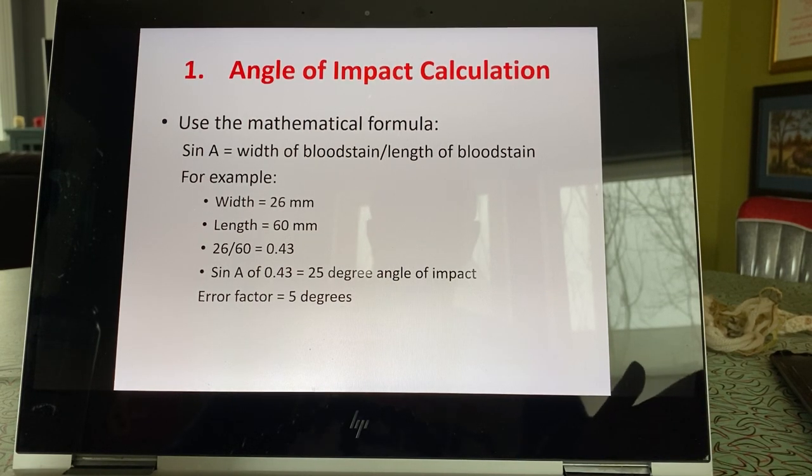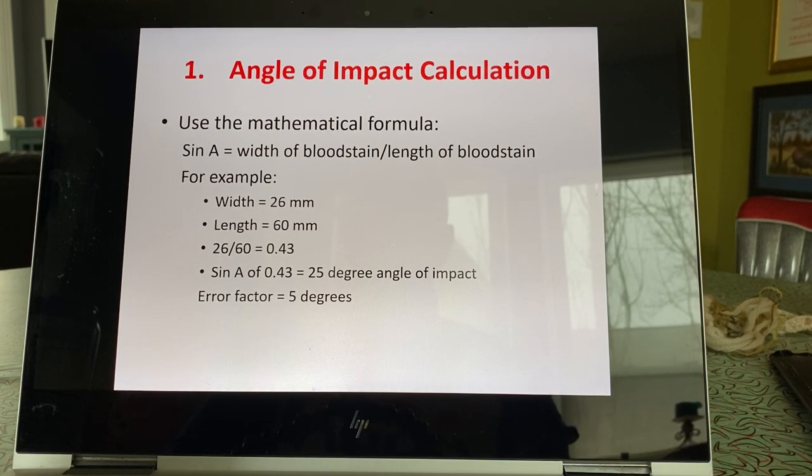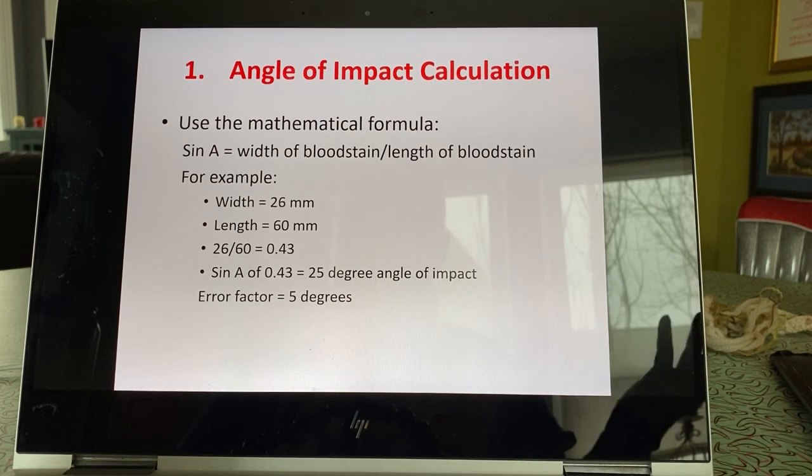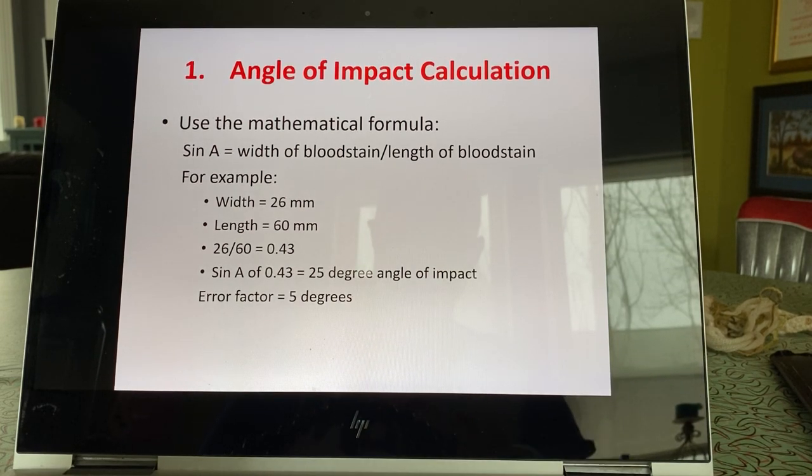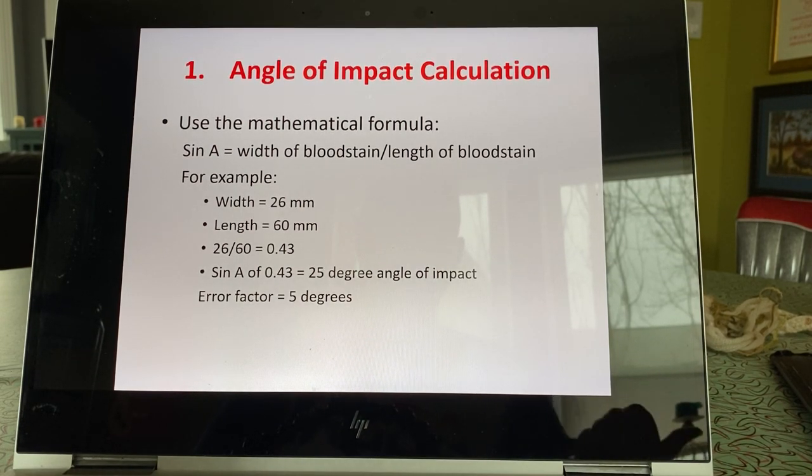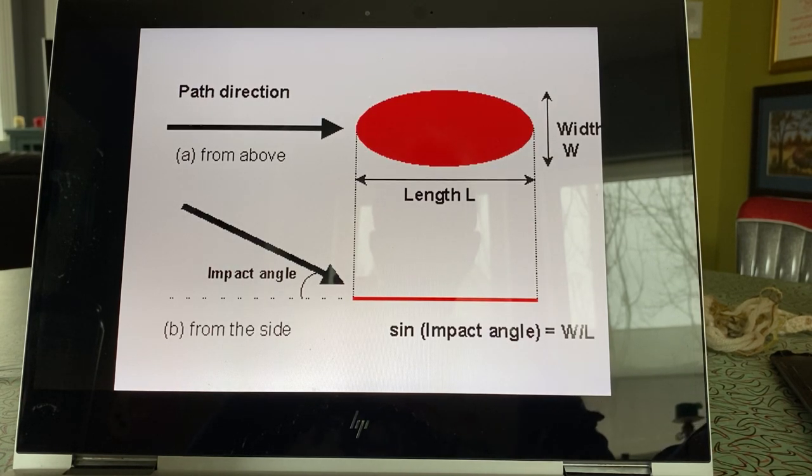But you want to try to locate one single event and then take a representative sample that may end up being 10% of the stains, 5%, 1%. You just want to sample a few. You can't possibly do all. Okay, so once again, this is how you do it.